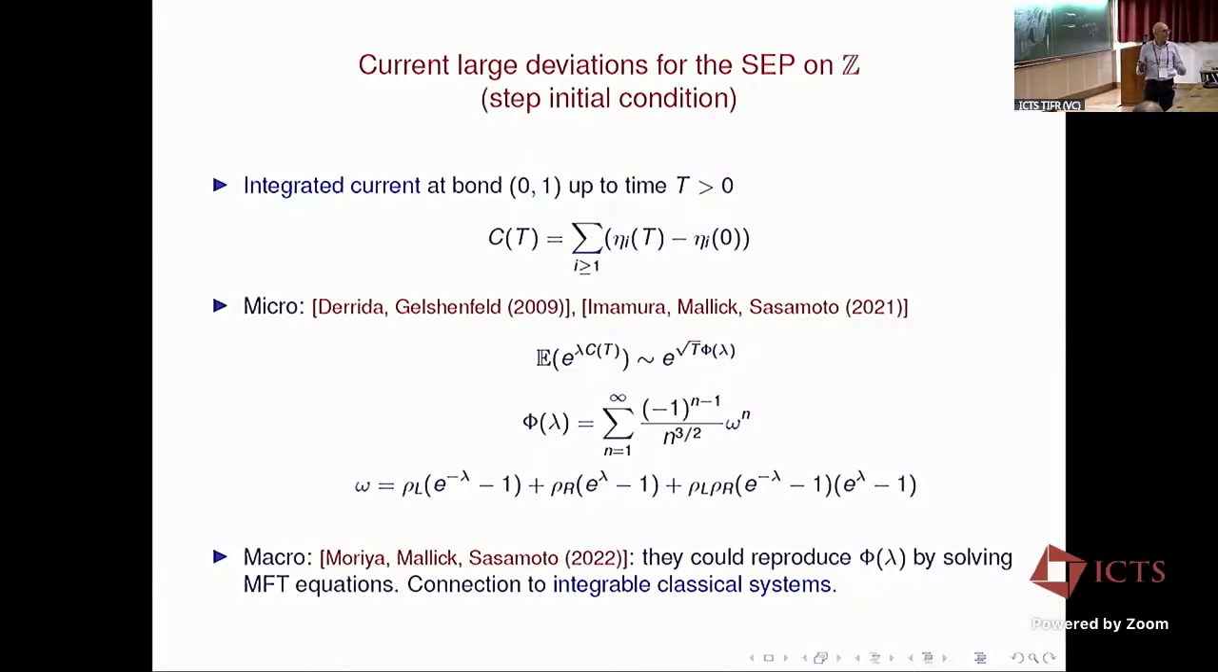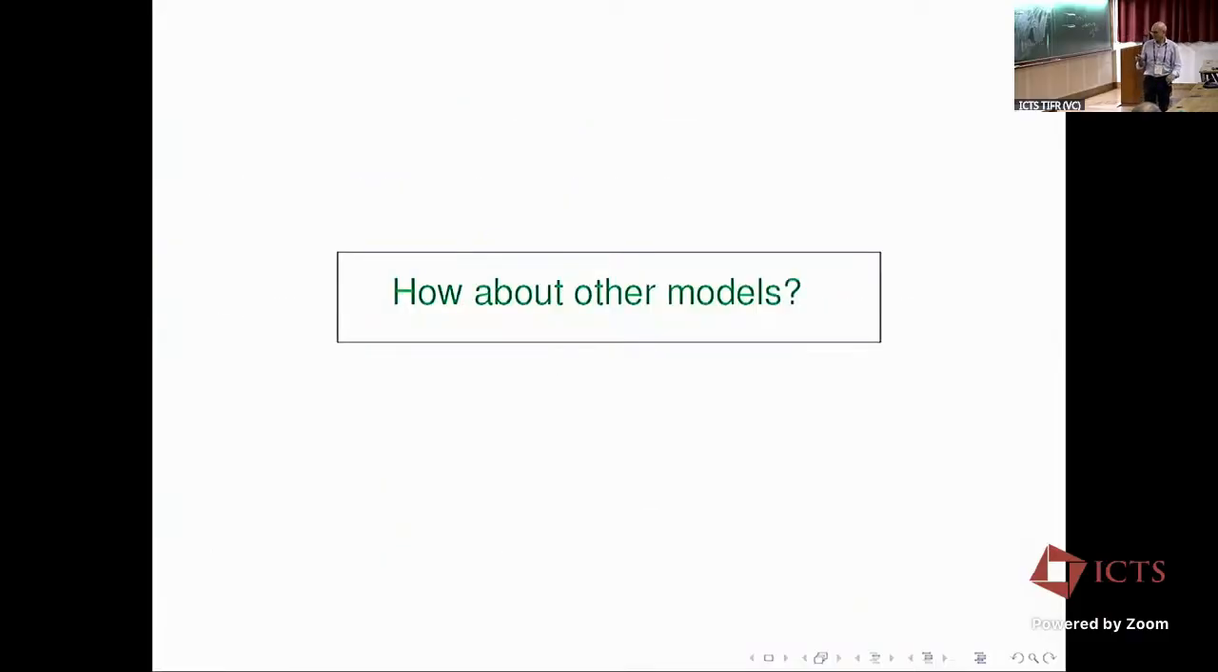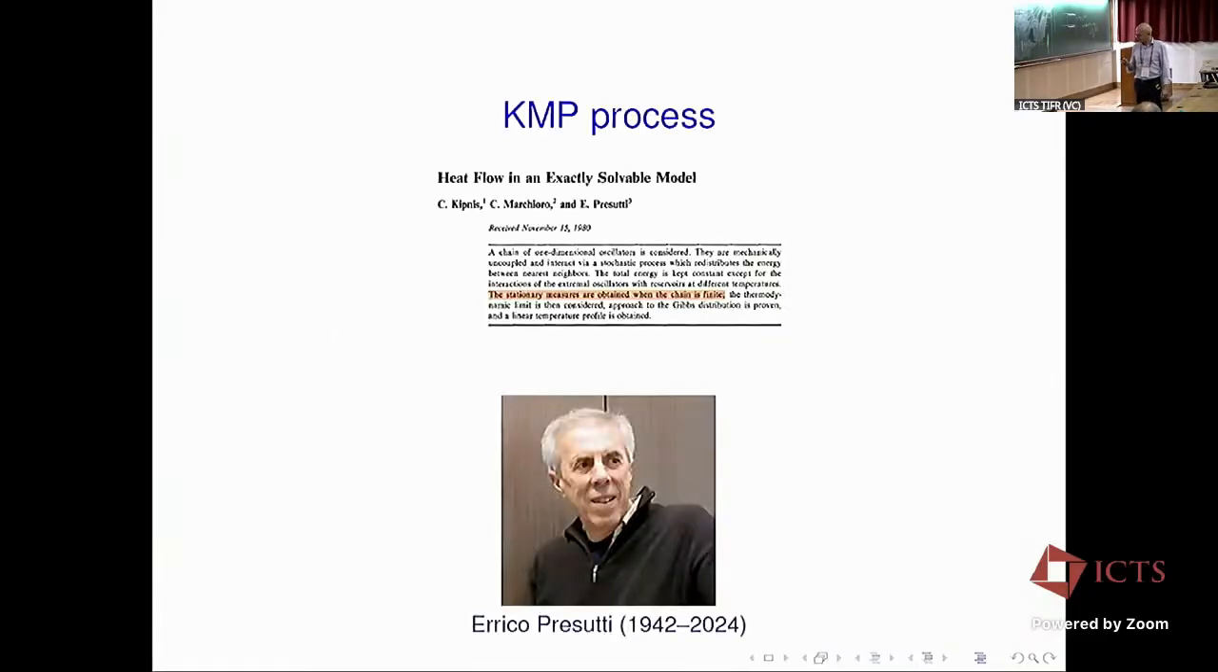Okay, so this is a very familiar setup. Now I start the question about other models. A good starting point is the KMP process, which was introduced by Kipnis, Marchioro, and Presutti. It's a model, but to me it's even more than a model. There is a program there to compute the stationary measure.